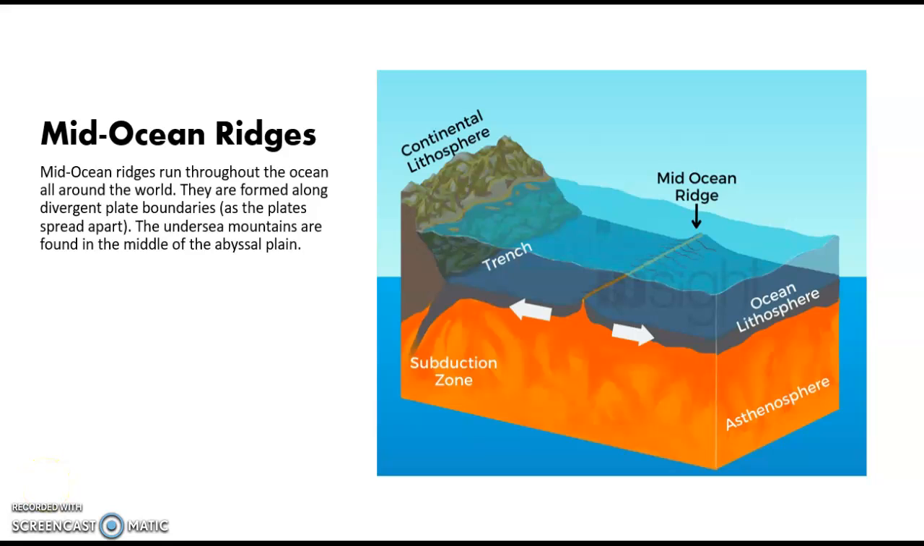Right in the middle of the ocean floor, we find the mid-ocean ridges, and they run under the ocean all around the world. They are formed along divergent plate boundaries, and so that means as the plates spread apart, lava rises up and hardens to become mid-ocean ridges, kind of like underwater mountain ranges. The undersea mountains are found in the middle of the abyssal plain.